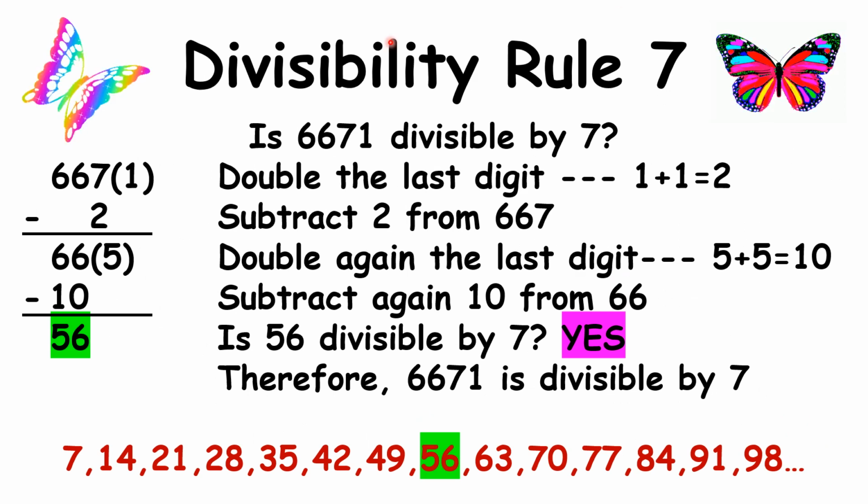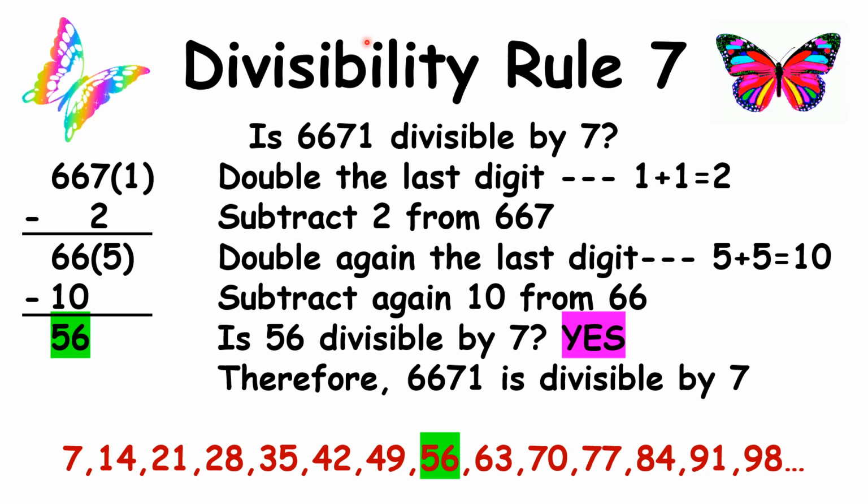When is a number divisible by 7? To tell whether a number is divisible by 7 is a bit complicated compared to other divisibility rules because you will need to follow these steps. You also need to memorize the two-digit multiples of 7 to make it easy for you to tell if a number is divisible by 7. These numbers at the bottom, 7, 14, 21, 28, 35, 42, 49, 56, 63, 70, 77, 84, 91, 98 are the two-digit multiples of 7.